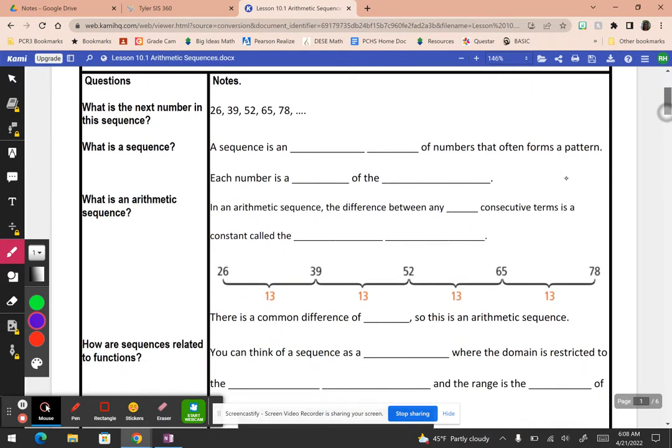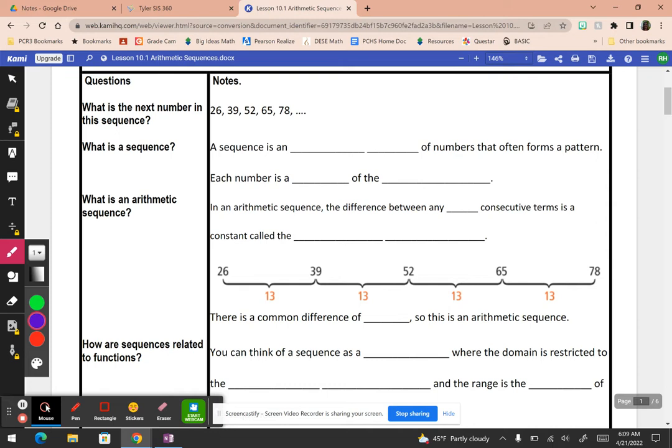So first thing is, what is the next number in this sequence? We have 26, 39, 52, 65, and 78. Well, in order to find out what the next number is, you have to figure out what that pattern is, right? So we're going to go through and talk about what a sequence is and then how we get there, okay?